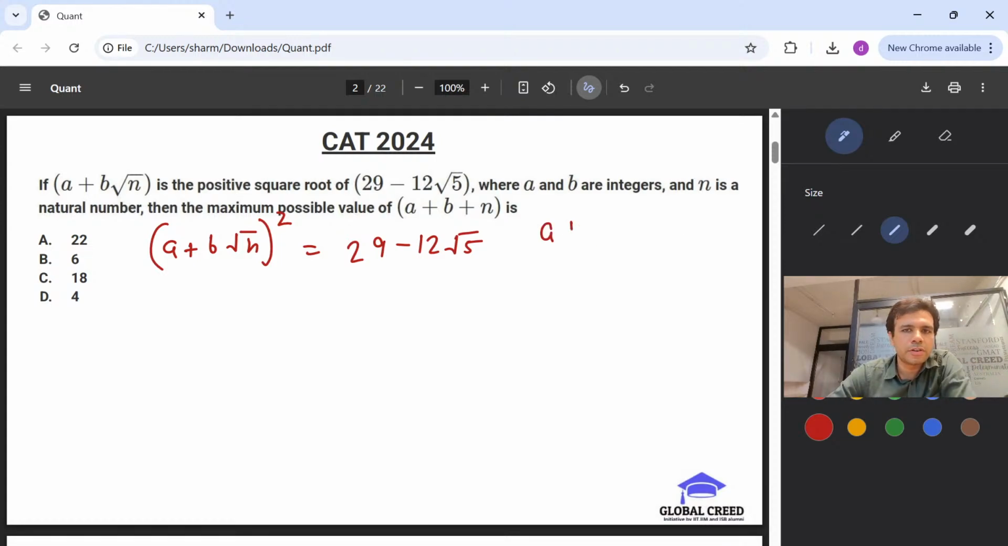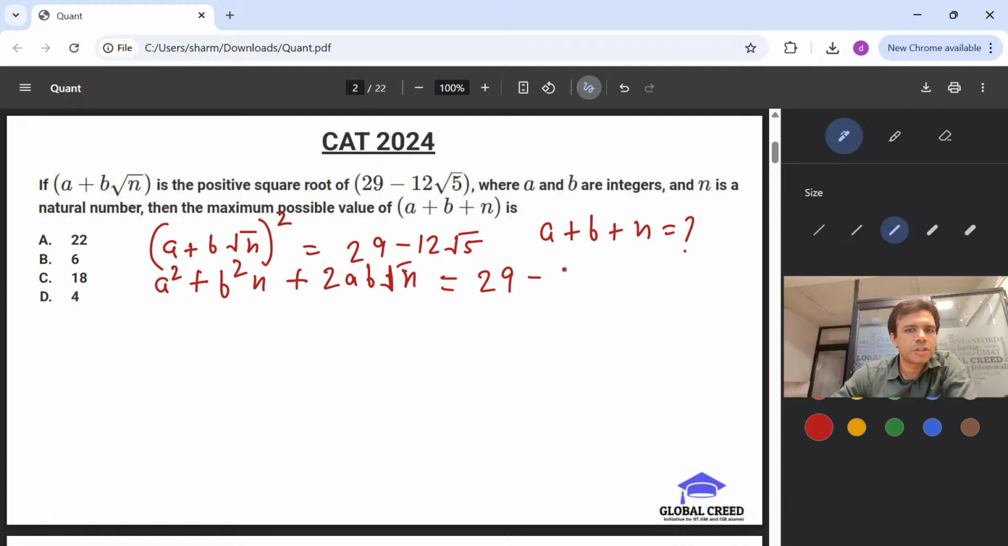We have to find out the value of a plus b plus n. Now if you calculate this, you will get a square plus b square n plus 2ab root n is equal to 29 minus 12 root 5. If we try to calculate this, we will open the whole square of (a plus b root n), plus 2ab root n is equal to 29 minus 12 root 5.